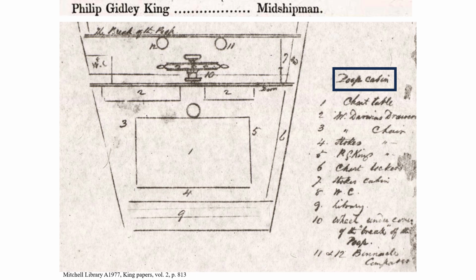And here is King's plan of the poop cabin. First, we have the chart table in the middle. Next, we have Mr. Darwin's drawer. Then Mr. Darwin's chair. Then Stokes' chair, and we'll meet Stokes a little bit later on. Then Philip Gidley King's chair. And then the WC, the toilet outside. And finally, the all-important library.